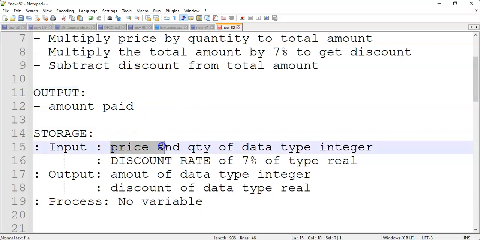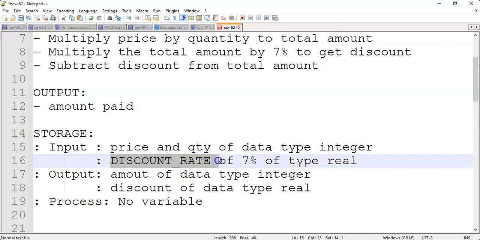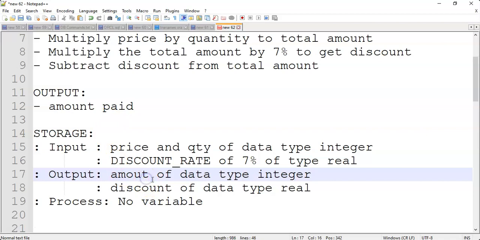We still need the unit price and the quantity, of course, of the same data type. And we still need the discount rate of 7%, which will be of data type real. We will need the amount of data, but in this case, the output is amount paid. So I'll just call it amount underscore paid as a variable. So I needed to present it as a variable. Amount paid of data type integer.